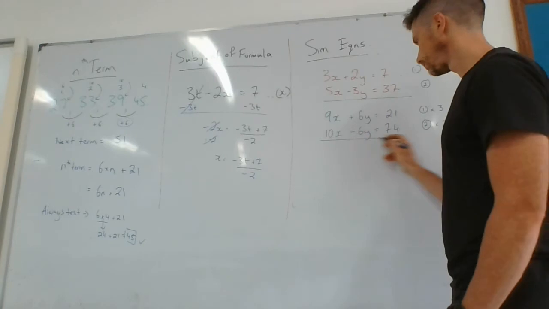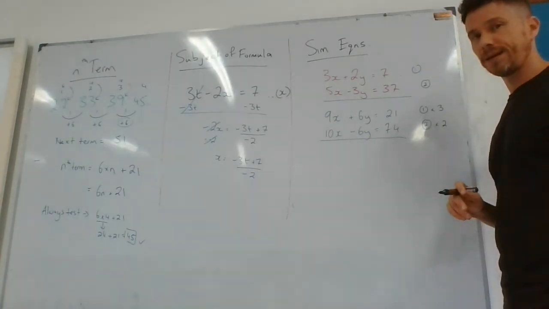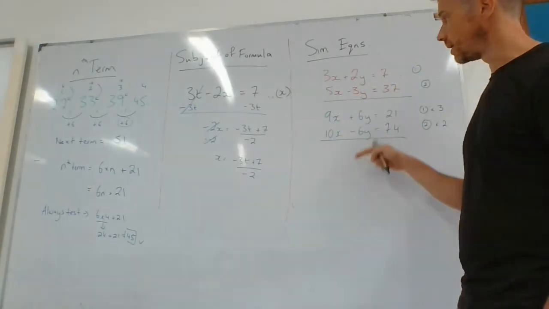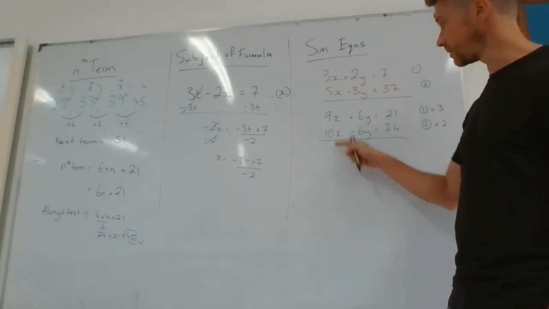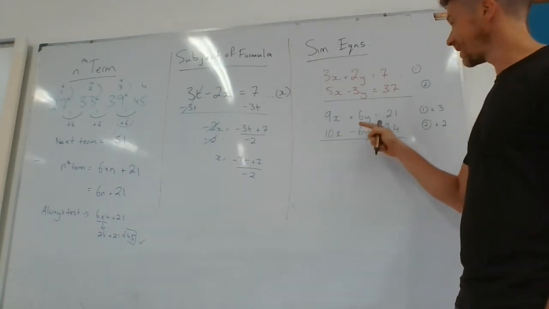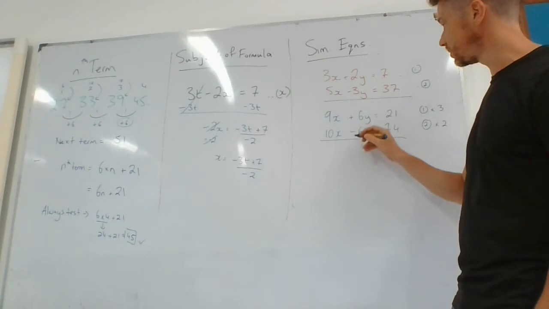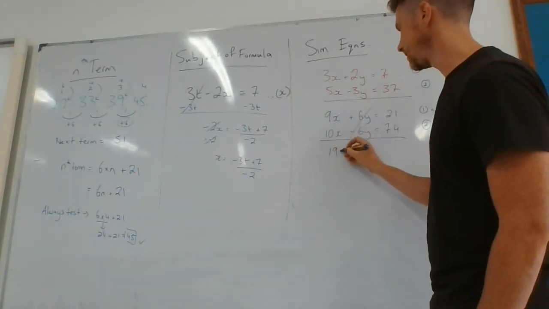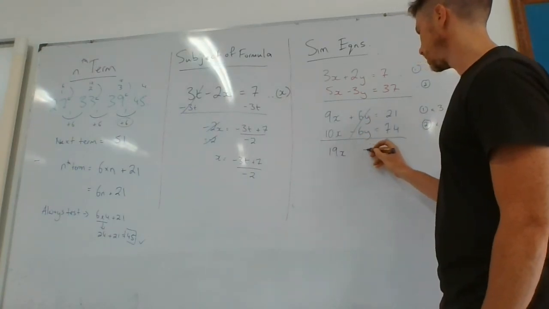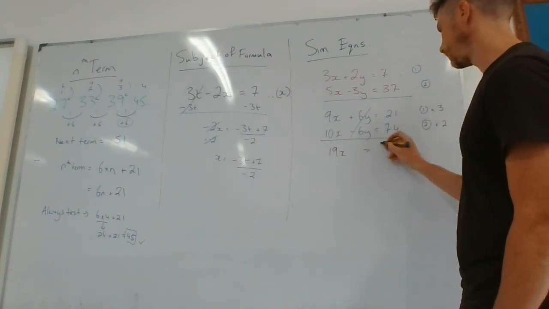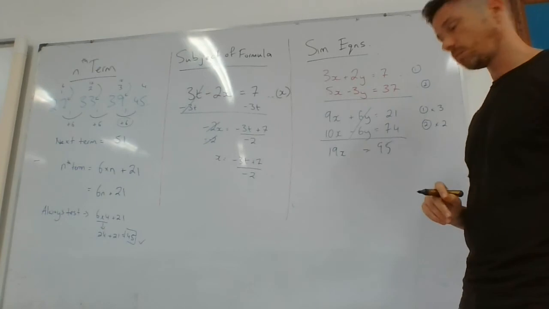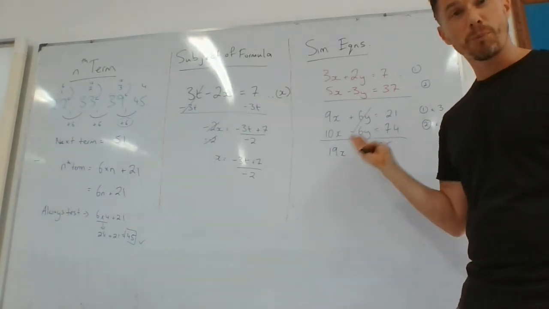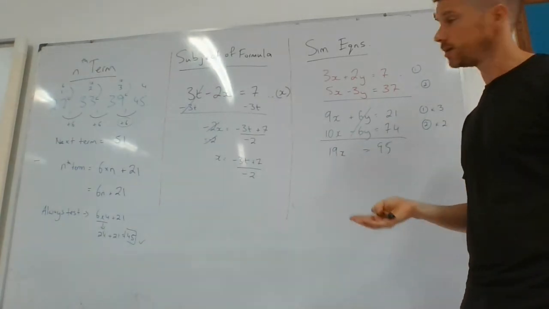Now, I draw a line. Now if I add down, what happens is, well, I get 19x here, and then these two disappear, there's 0 y's. 6y take away 6y. So I get 19x equals, well, that's 95. Well, you see, that's the whole point. We've eliminated the y. It's gone.